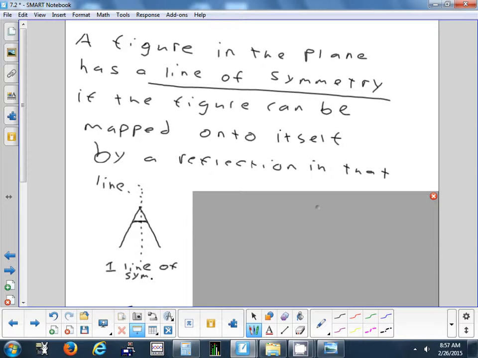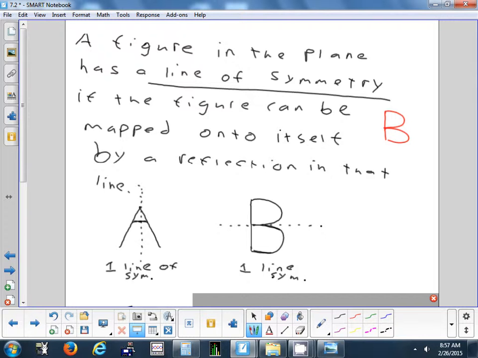How about a capital B? If you drew it something like this, a capital B would have a line of symmetry. This time it's not vertical, it's horizontal. If you took the top half and reflected it, it would land right on top of the bottom half. There's a line of symmetry. We'll talk about O in a second.